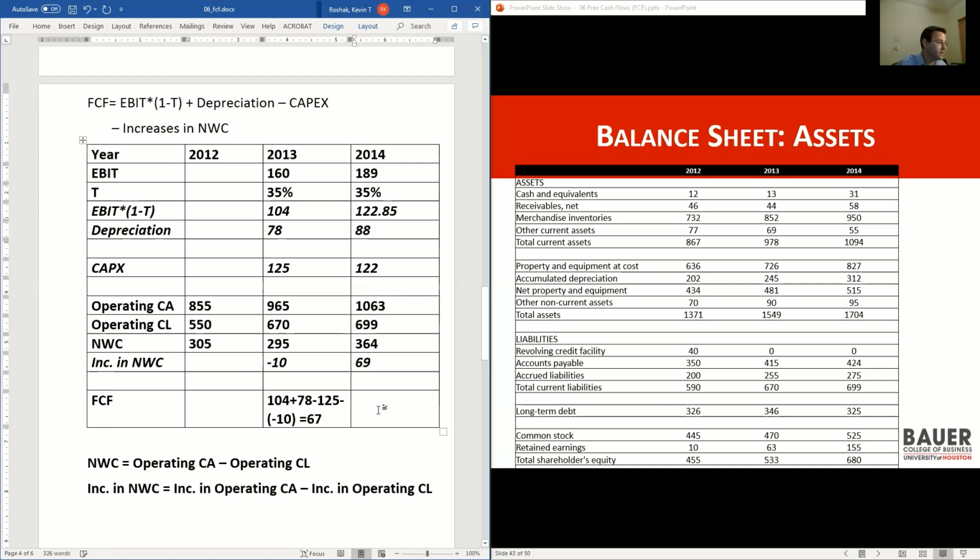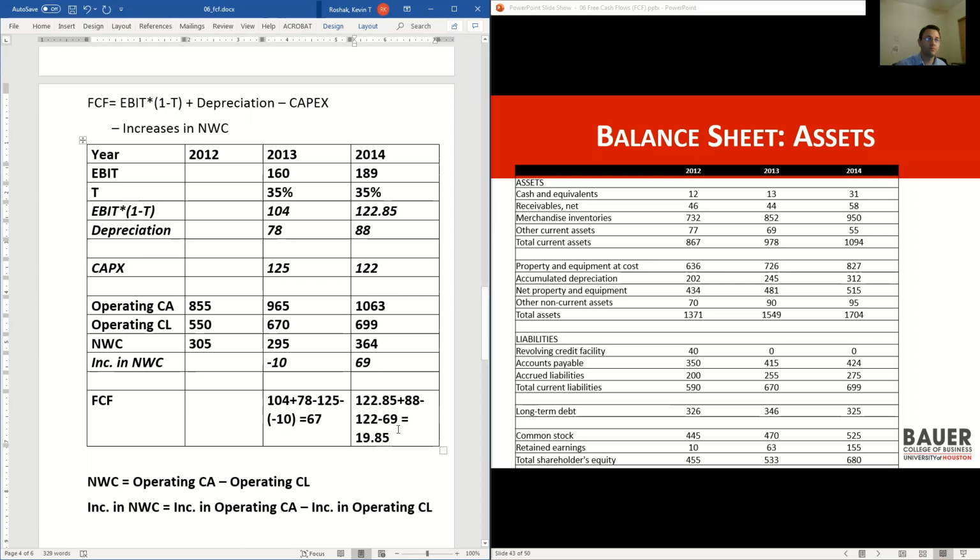Walk through the formula again in 2014. We have 122.85 in NOPLAT. We have 88 in depreciation, 122 in CAPX, and now we have an increase in our net working capital of 69. So that is reducing our free cash flows for a total of 1985. So that would be the answer to a problem like this. It took us a few minutes, but we just went by it piece by piece, just applied the formula ruthlessly and carefully, and we're able to summarize all that data into our 2 free cash flows.